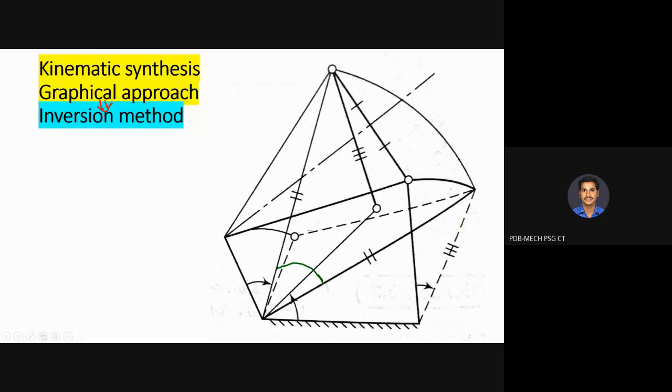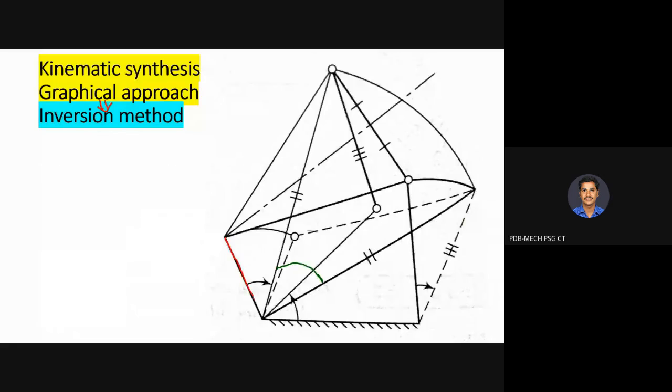Before solving a problem, let me give a slight introduction about the inversion method. So this is your 4-bar mechanism. You are having a lot of lines. Try to understand the line which I am going to draw here. So what is this line? The line which I am drawing using the red color line. What is the name of the line?